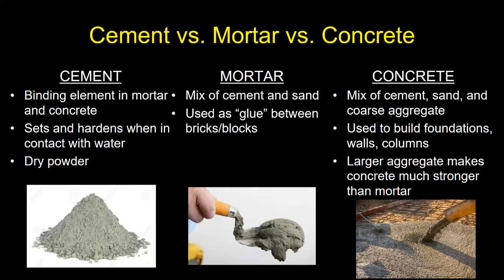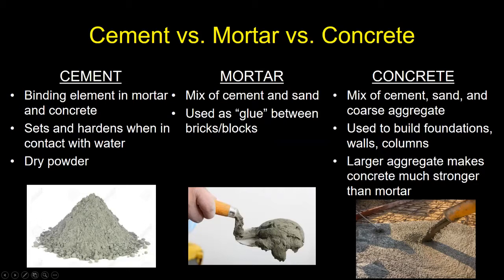Mortar is a mix of cement and sand and water, and it's used between bricks and blocks. Y'all have seen that it's on the side of houses and everything like that. So it's just different proportions of sand, cement, and water, and we'll see that in just a few slides. And then concrete is a mix of cement, sand, and coarse aggregate. It's used to build a lot bigger things, large columns, walls, beams, foundations. They can add rebar to it to strengthen it too. And so that's how those three things are different from each other.